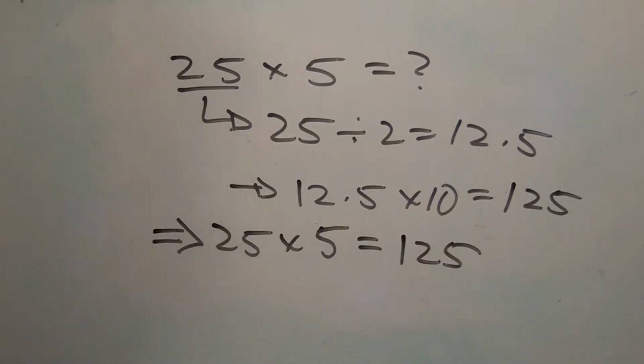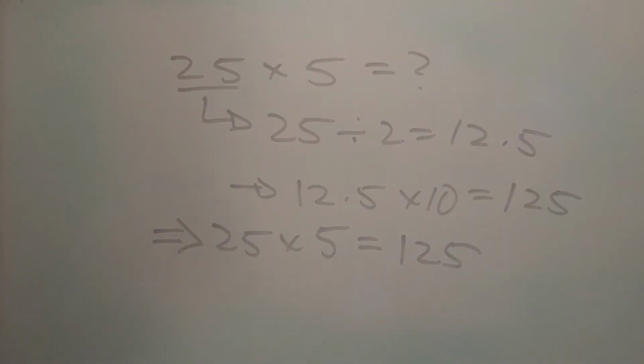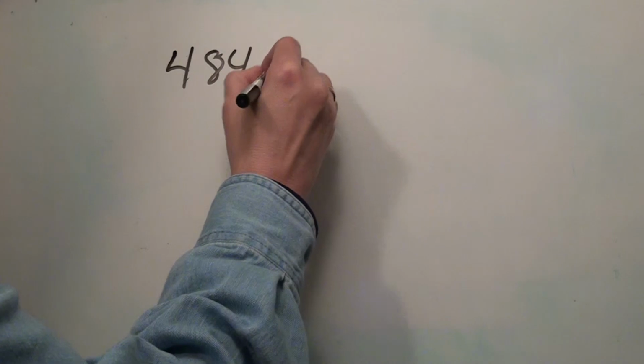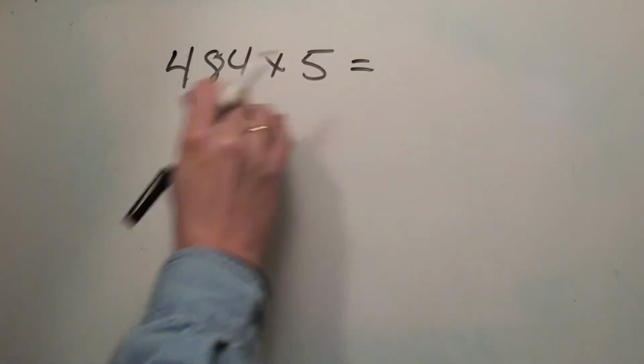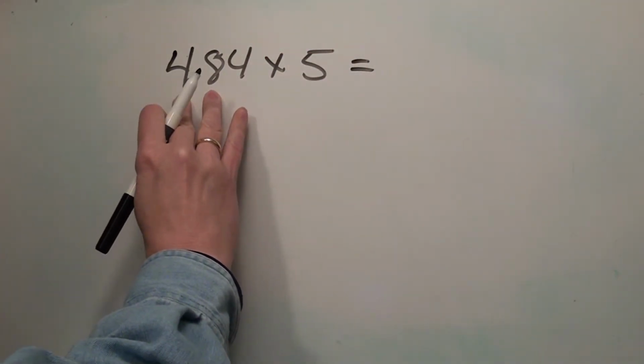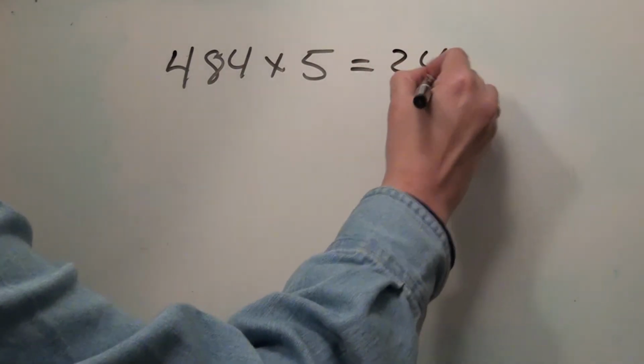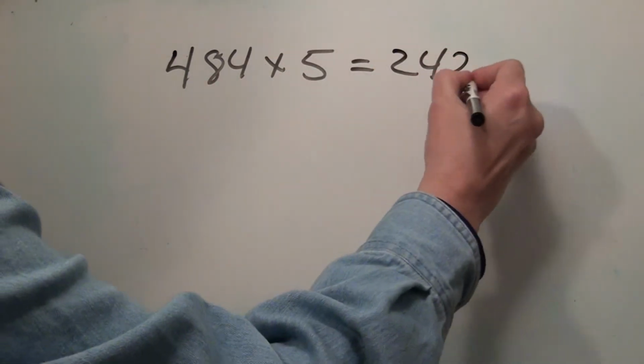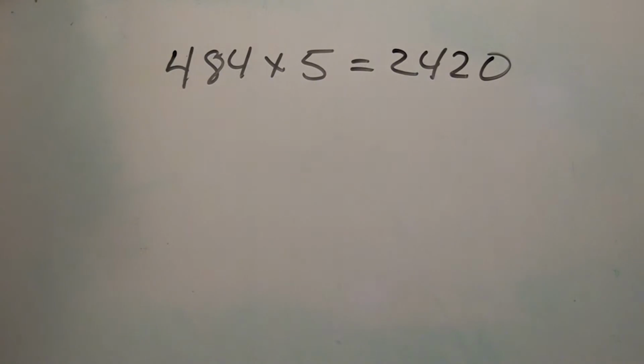Very, very simple. And the more you practice it, the easier it gets. So with a little bit of practice, you'll be able to do multiplications like this. 484 times 5 equals half of 48 is 24. Half of 4 is 2, and then just stick a 0 on the end. 484 times 5 is equal to 2,420.